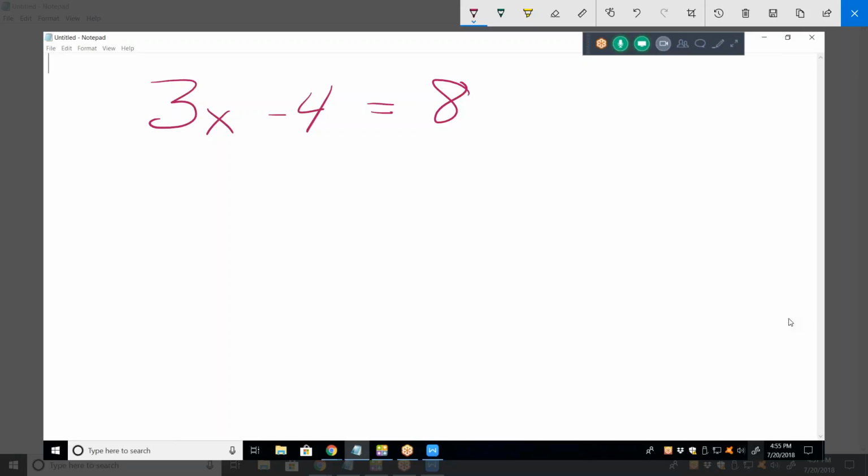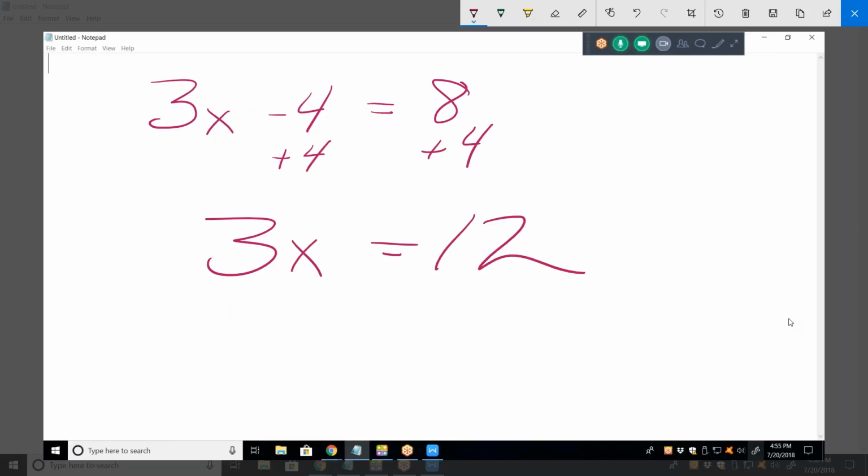So you would add 4. Okay. You would cancel out the 4. So now you got 3x equals 12. Now what? And then you divide it by 3.